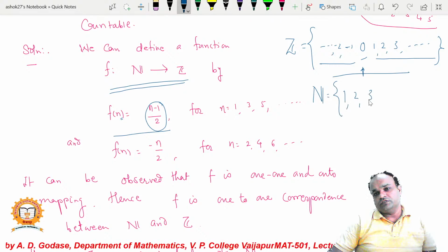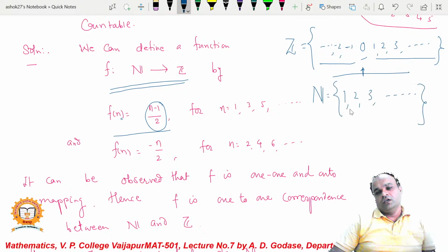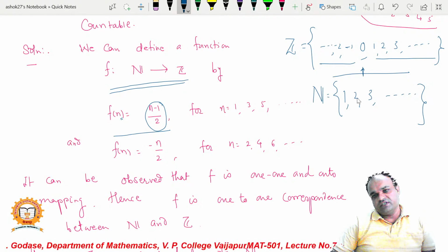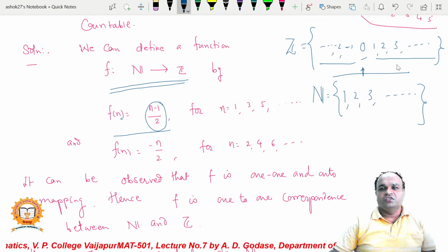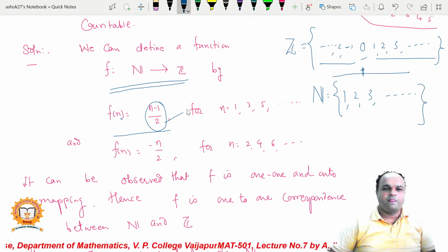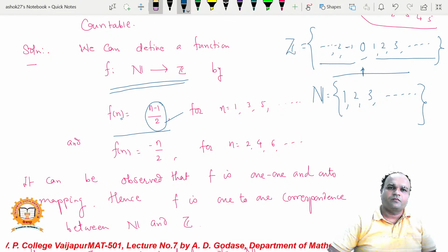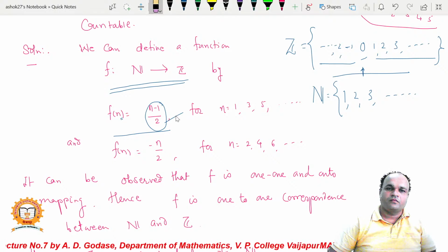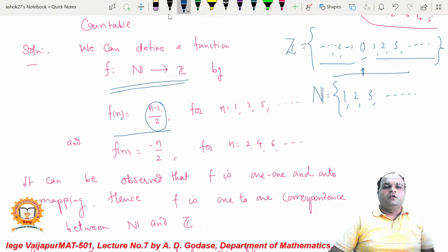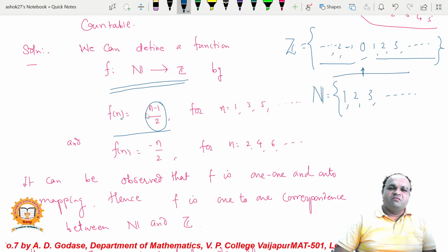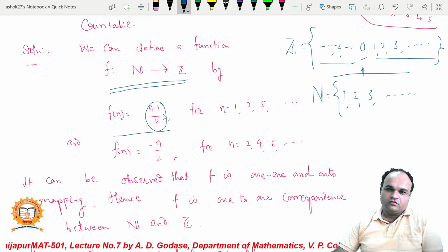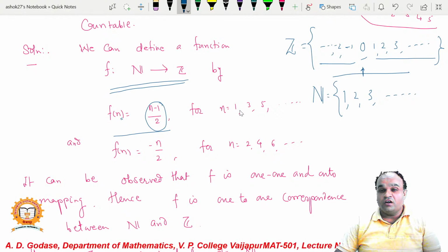It goes to infinity. If n is, means if we consider only odd natural numbers, then what will be their image? So if n is an odd natural number, then their image is (n minus 1) divided by 2. So you can observe, what is the image of odd natural numbers?